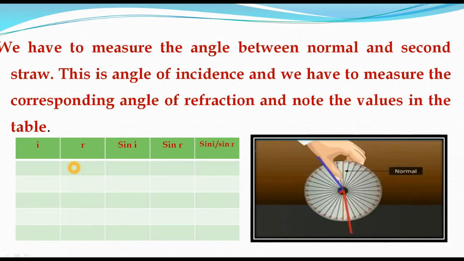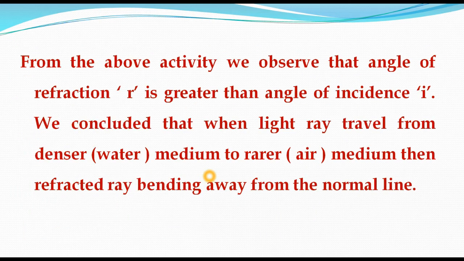Similarly, as per the previous activity, we have to calculate sin I value from the logarithm table book, sin R, and find the ratio of sin I and sin R. We have to calculate the value of sin I by sin R. Note the values in the table. After the completion of the lab activity, we conclude that the last column, sin I by sin R, is a constant. That ratio is always constant. That is called the refractive index of the water. In this case, water. So the sin I by sin R value is a constant n. That is the refractive index of the water.